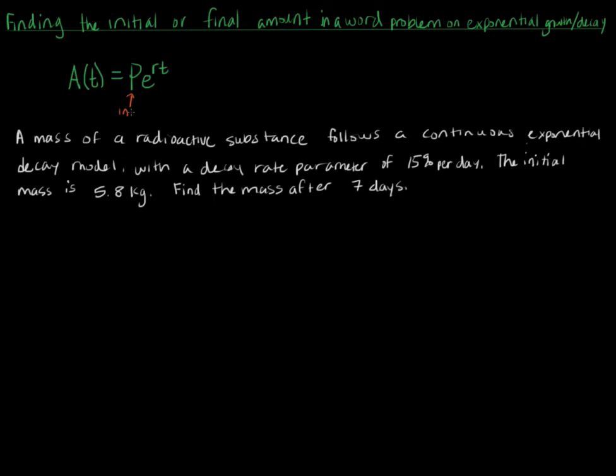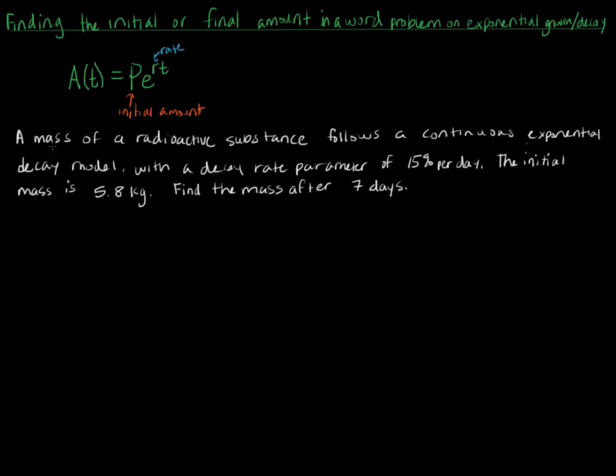And so this is the initial amount. And then r is the rate that it's growing. In decay, it's often called a decay rate parameter, but the r is the rate. So P times e to the rt is how we figure out anything for a continuous model.